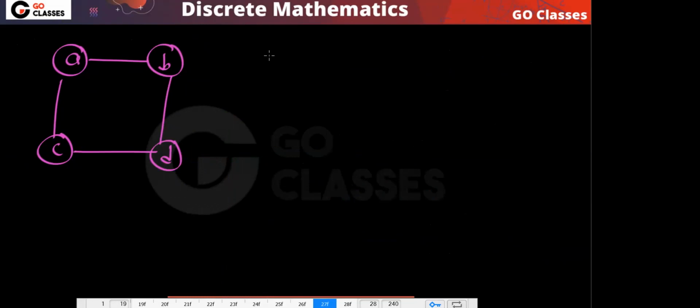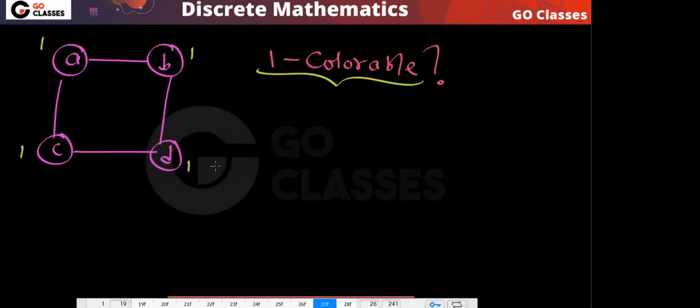Tell me, is this graph 1 colorable? Like, can I color this graph using 1 color? The answer is no. Just think about it. If I give the same color to everyone, 1 colorable means you can use only 1 color. So this graph is definitely not 1 colorable.